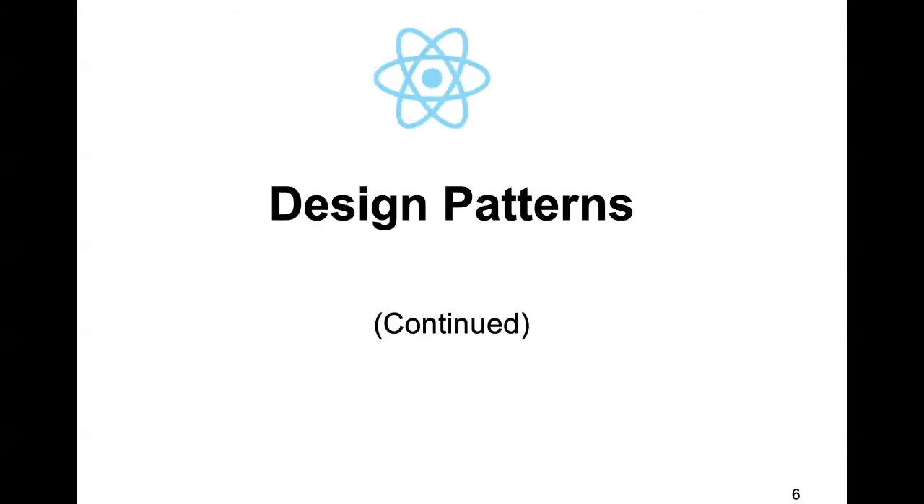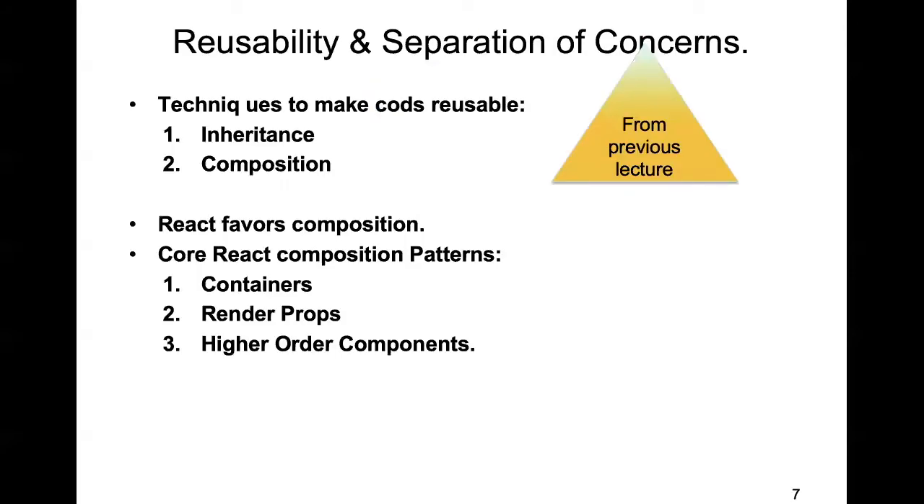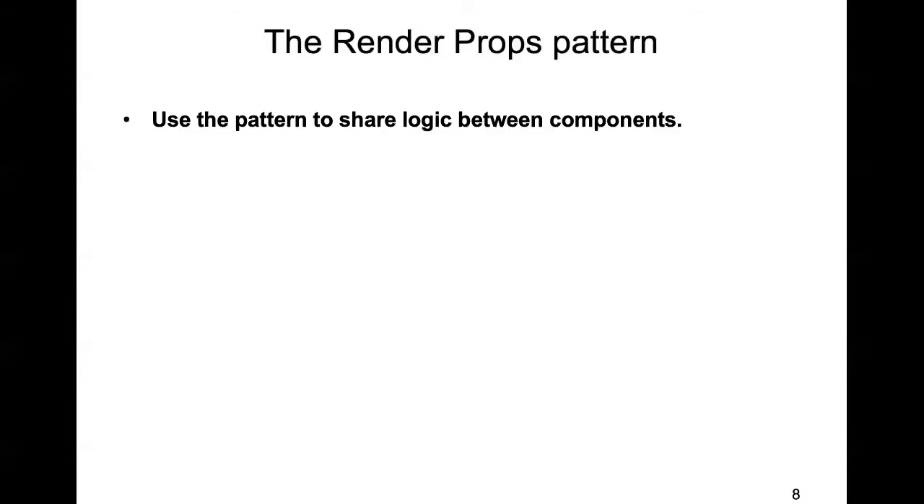Back to design patterns. This was a slide from Thursday's lecture. We talked a lot about reusability and separation of concerns, and then we talked about some patterns that you can use in React to achieve reusability and improve separation of concerns. We looked at the container pattern. Today, I just want to look at the render props pattern. And surprise, surprise, the pattern is all about sharing logic between components, which is a running theme through all of this.